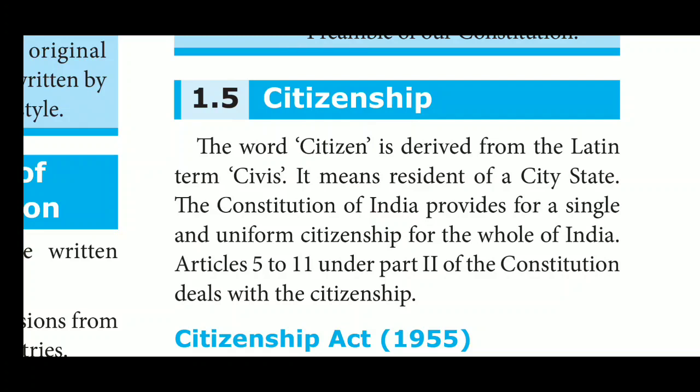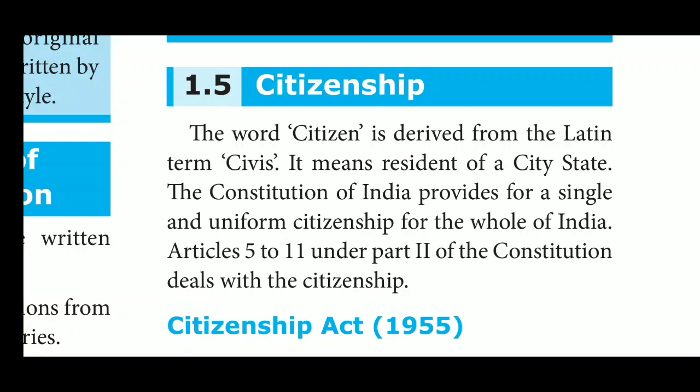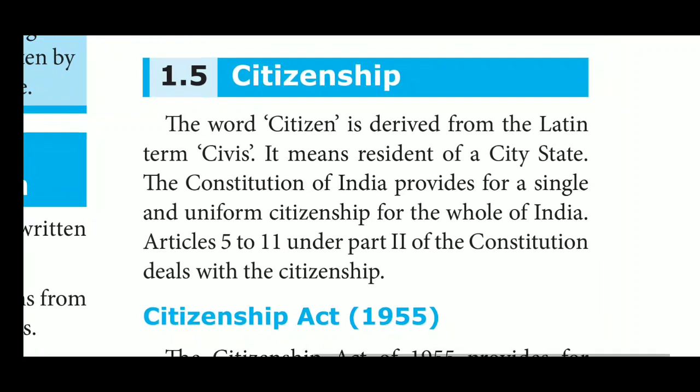The Constitution of India provides for a single and uniform citizenship for the whole of India. Articles 5 to 11 under Part 2 of the Constitution deal with citizenship. Explanation. Citizenship is everything that has to do with being a citizen or full member of a country. Citizens have the rights that are given by the country's government. For example, citizens have the right to protection by a country's law.